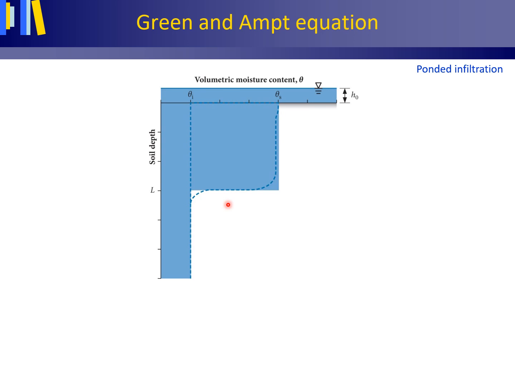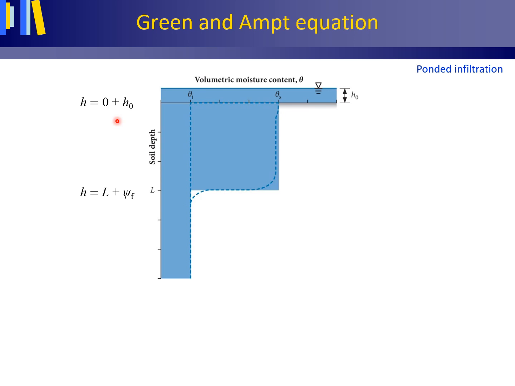Green and Ampt applied both Bernoulli's law and Darcy's law as follows. The gravitational potential Z at the wetting front equals L. The matrix potential psi at the wetting front equals psi f. The total potential at the wetting front therefore equals L plus psi f. The elevation head or gravitational potential Z at the soil surface equals 0. The pressure head at the soil surface equals H0. The total potential or hydraulic head H at the soil surface thus equals 0 plus H0, which is H0.